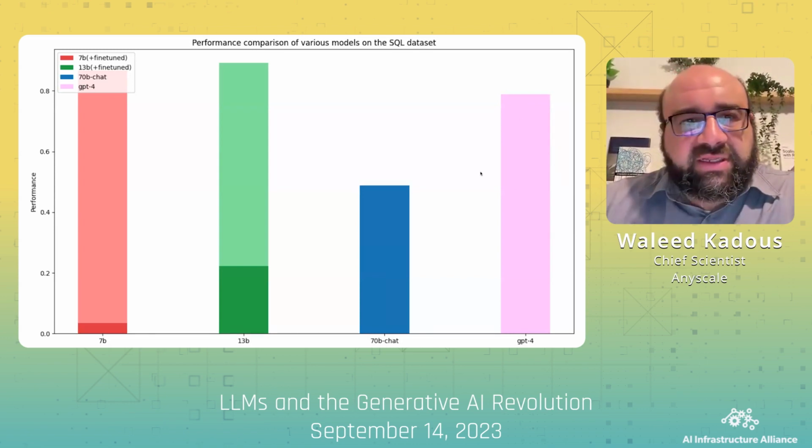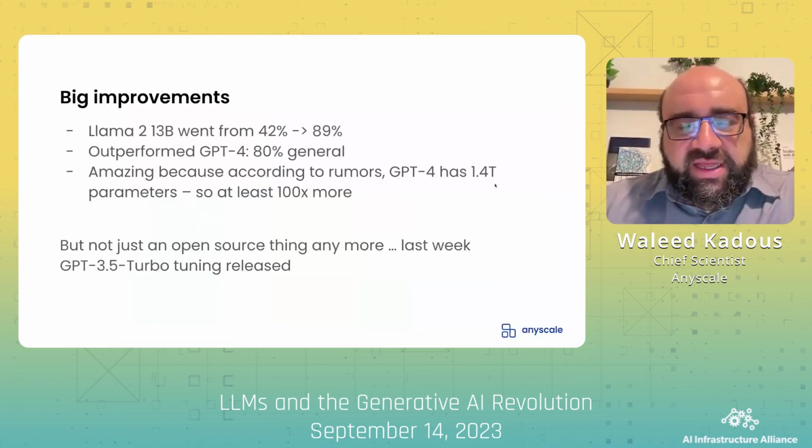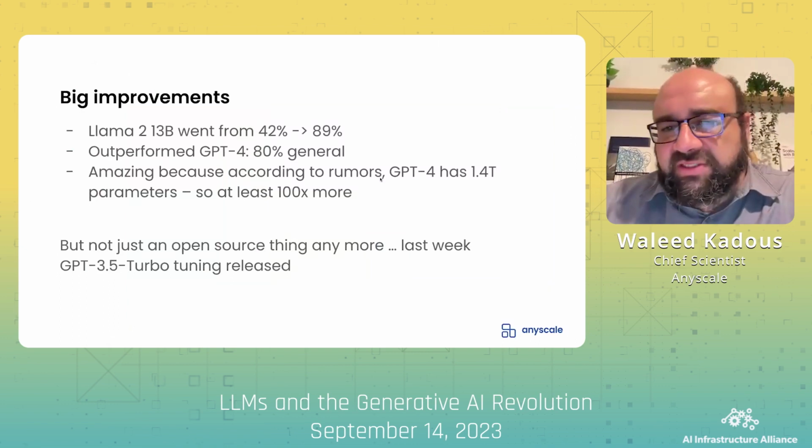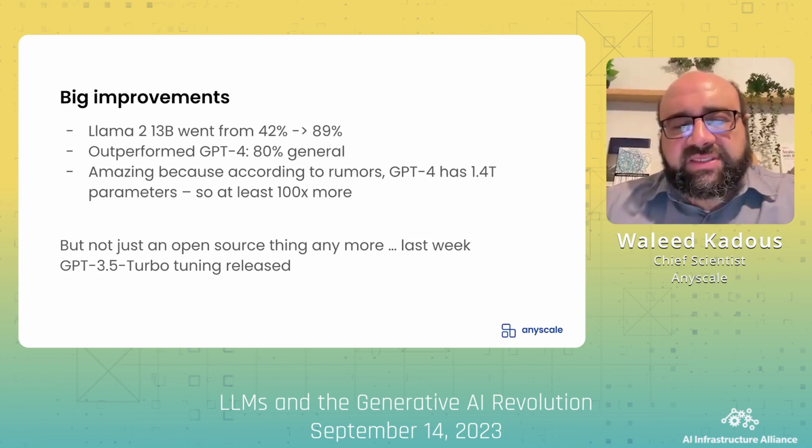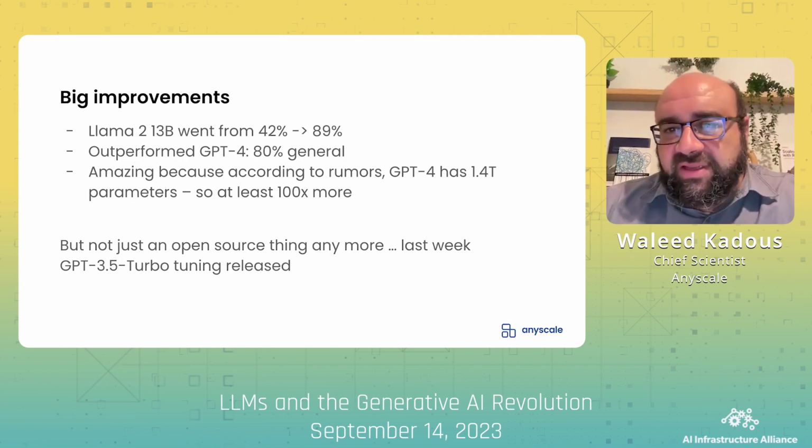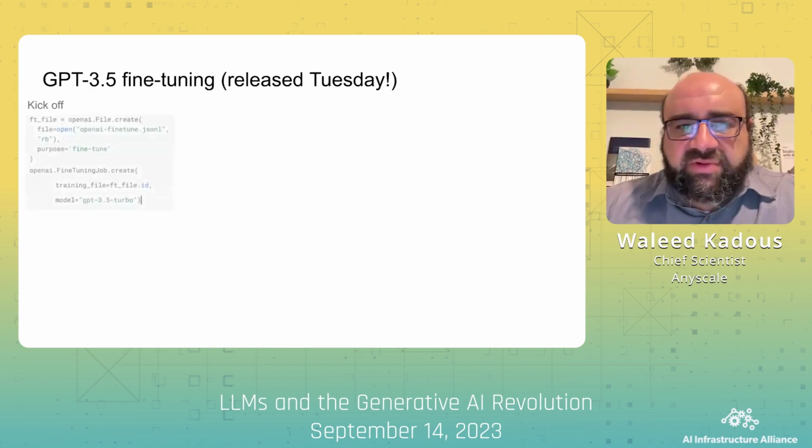So now you have a model that is more effective and far more cost-effective. A rough estimate is that this 13 billion parameter model is maybe 1/100th the size of GPT-4. And I want to emphasize that fine-tuning is not limited to open source. Just a few weeks ago, OpenAI announced that they're releasing tuning capabilities for GPT 3.5 Turbo. And I was really impressed with this.